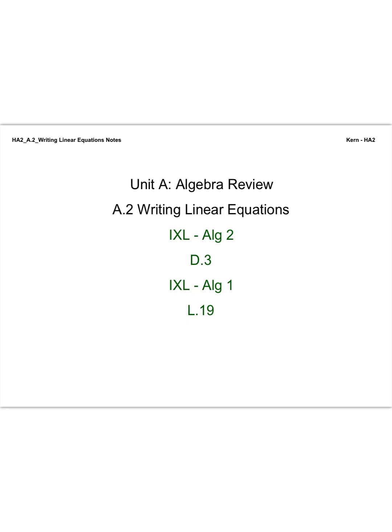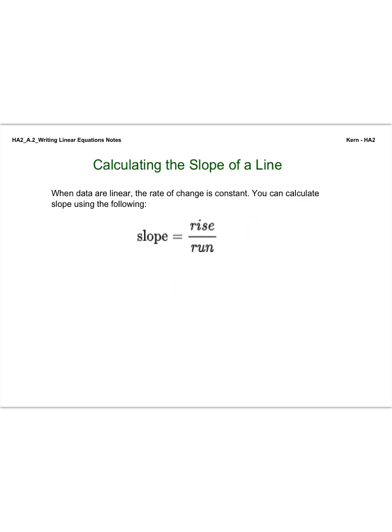All right, today we're going to talk about writing linear equations, so all about lines. When you're calculating the slope of a line, you're going to use rise over run, so that's up and then over, and it's really just counting, okay? So we're going to count from one point to another on a line.